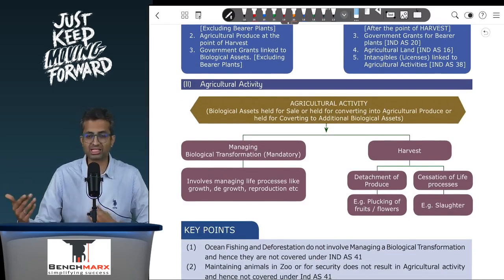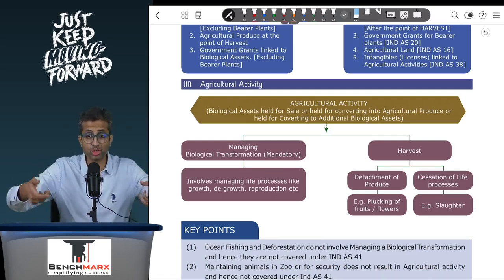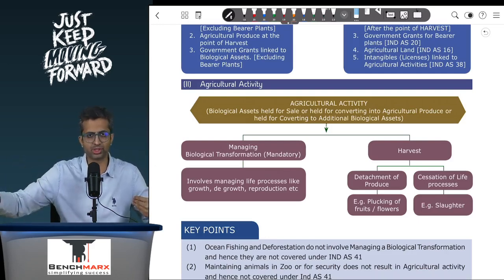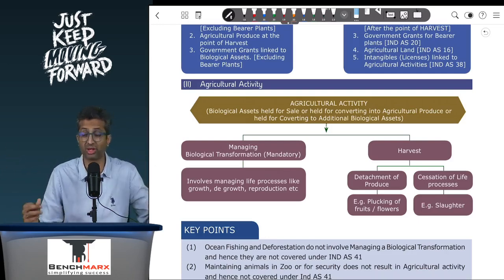So if we take examples like ocean fishing, if you do ocean fishing, over here you're not managing any biological transformation, you're just harvesting the fish, and you may be holding it for sale or agricultural produce or whatever it is, but you're not managing the biological transformation. Ind AS 41 does not apply.